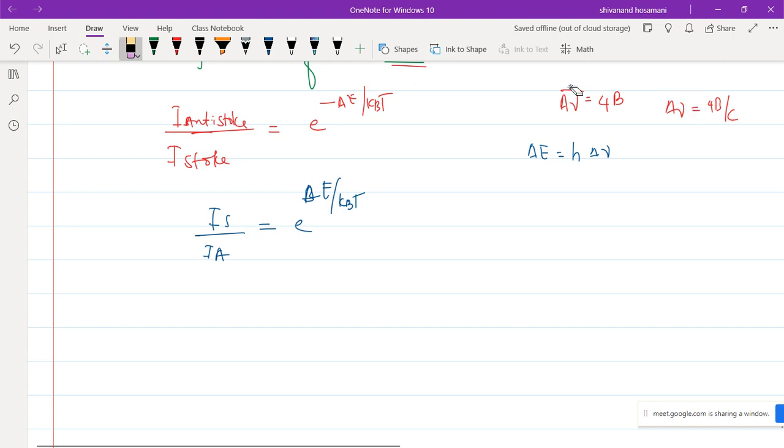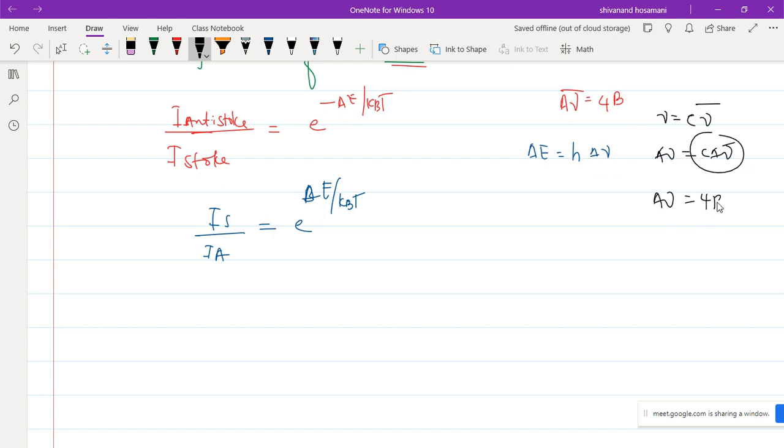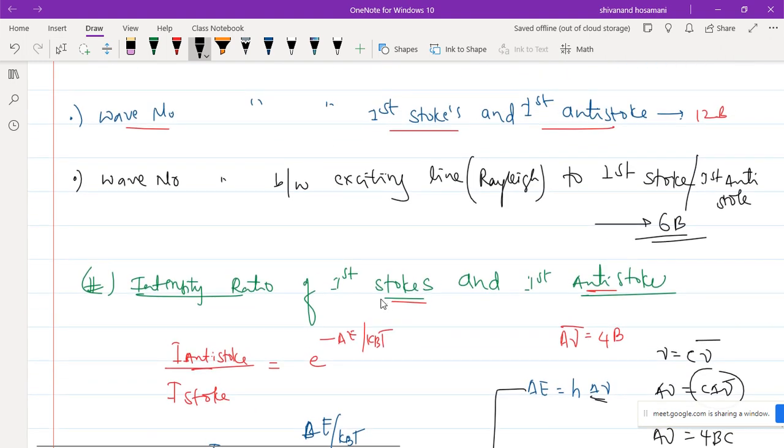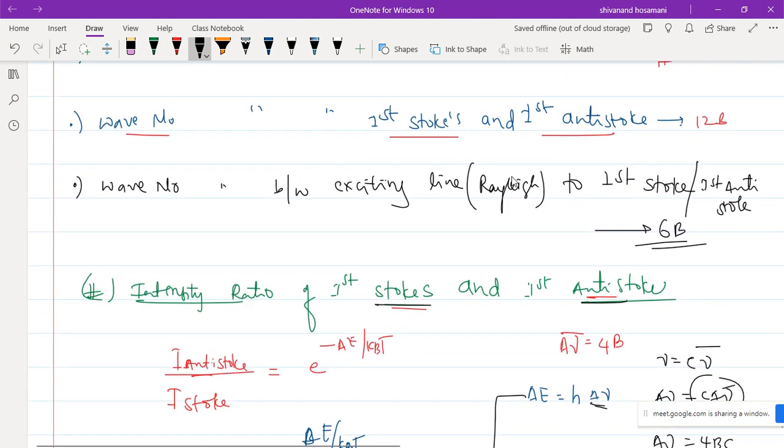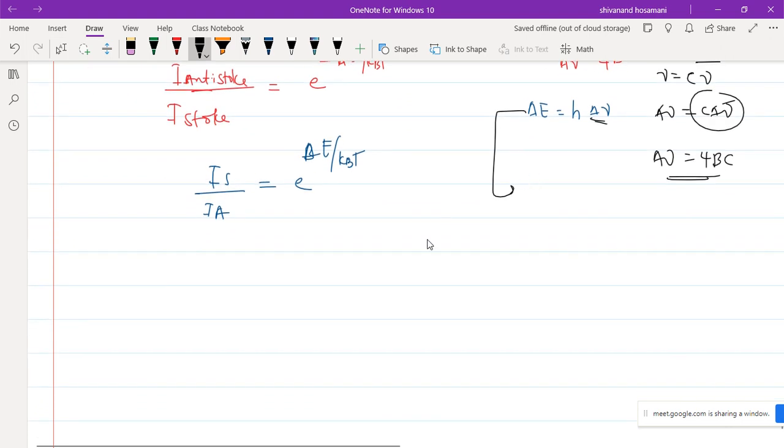Sorry, it should be the reverse. Nu bar is equal to, how do we write it, frequency is equal to c into nu bar. So delta nu should be equal to c into delta nu bar. Delta nu is going to be 4b multiplied by c, which gives you the frequency difference. Then the energy difference for first anti-Stoke to first Stoke, how much is that? 12b. For 12b, the energy difference is delta E equal to h into delta nu. Delta nu is going to be 12 times b into c.